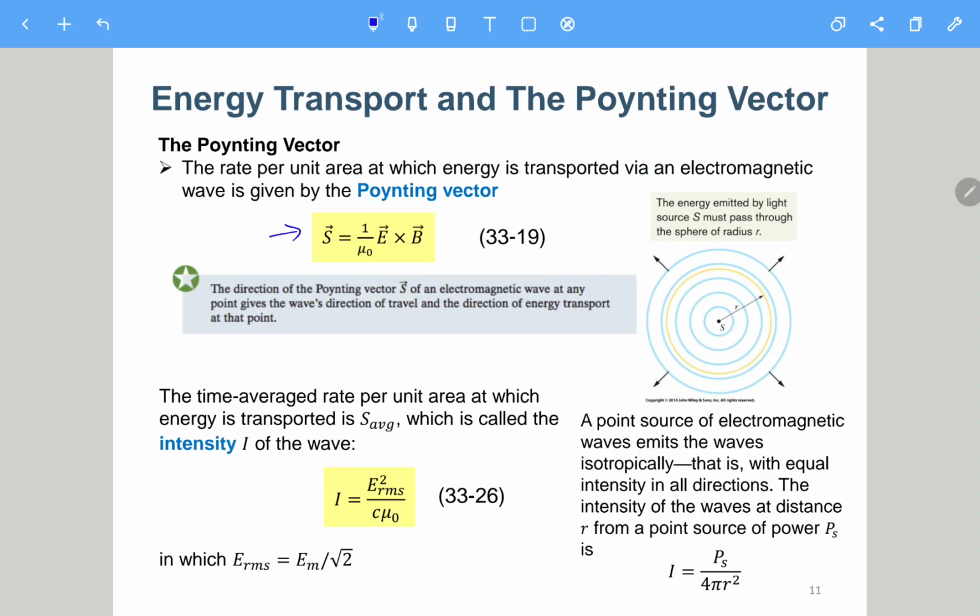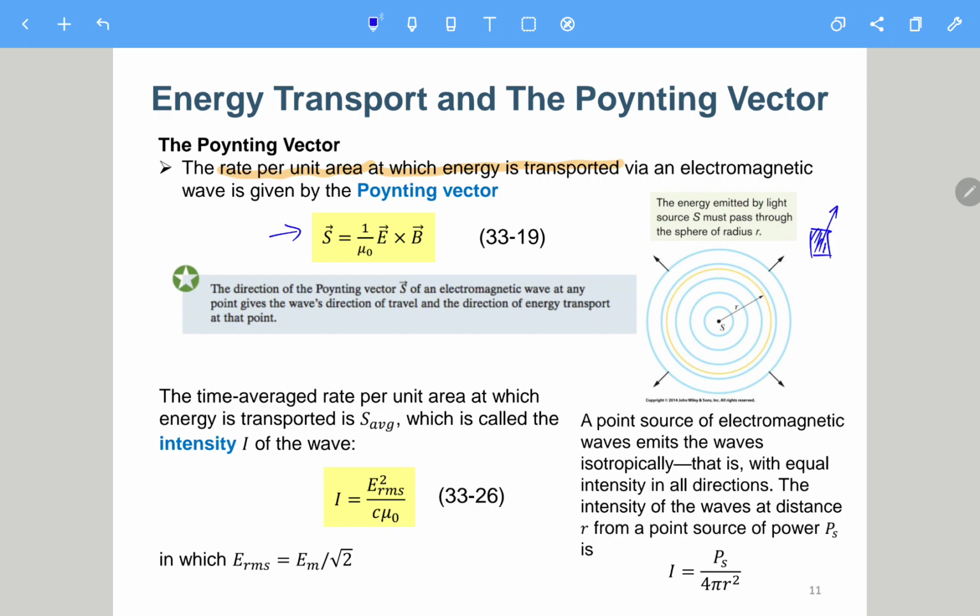So this is the Poynting vector. I hope I remember it correctly. The Poynting vector is actually the rate per unit area at which energy is transported. Okay, which means that within a unit area, how much energy is transported with the EM wave?